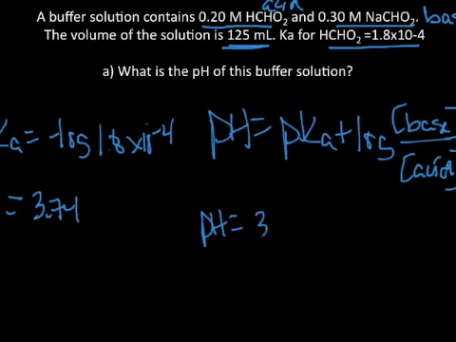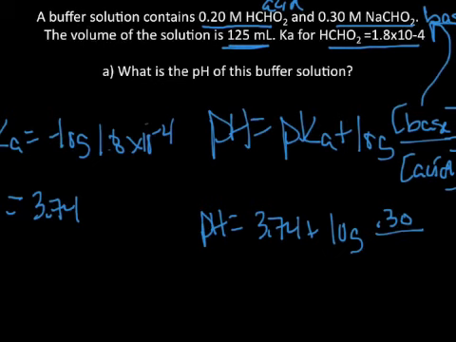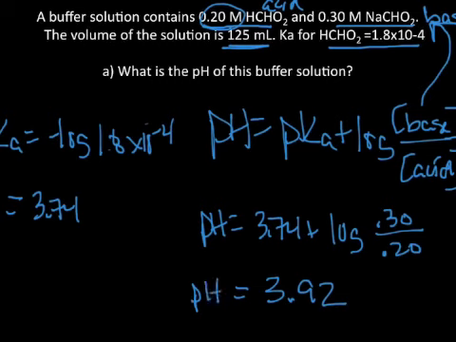pH equals 3.74 plus log base. Here's my base, right here. So that's already in molarity again, so 0.30 molar over acid, which is up here, 0.20 molar. So when I solve for that, my initial pH of this buffer is 3.92. And again, that makes sense, slightly acidic, and this is a buffer made out of a weak acid.